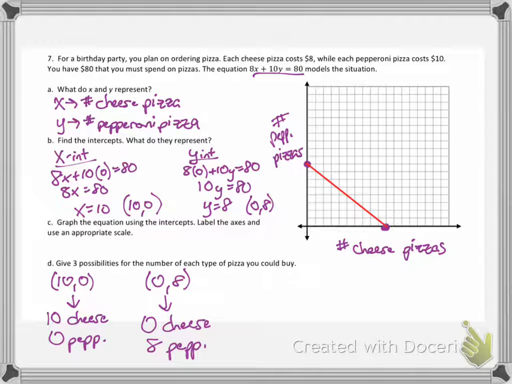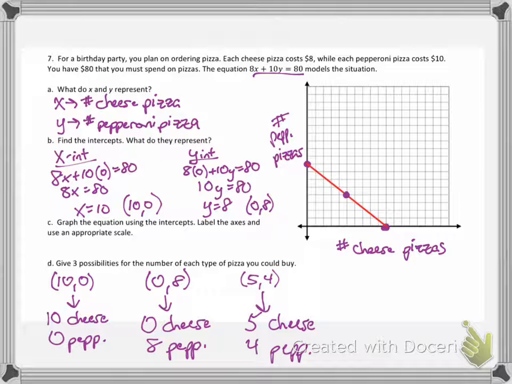This one does not actually have that many options to pull from. It only has one other option you can pull, and it's this point right here that I'm highlighting. It's at the point 5, 4. This is the only other whole numbered ordered pair that works in this equation. So that would represent 5 cheese and 4 pepperoni.